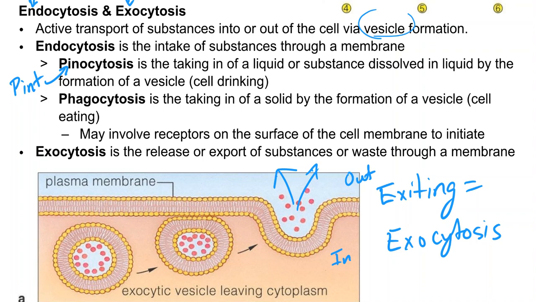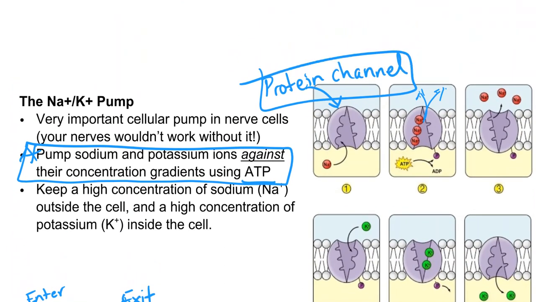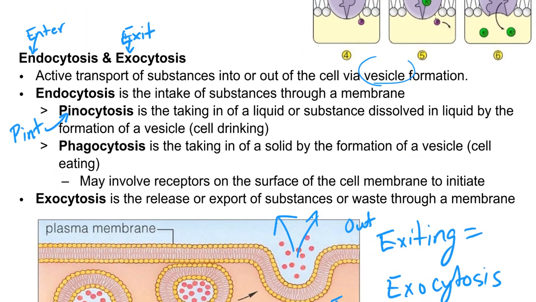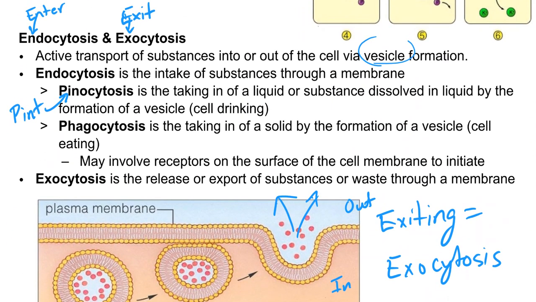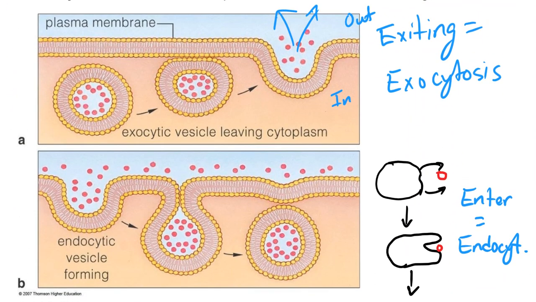So those are, in general, the two basic types of active transport that you need to be able to know. You need to know the sodium-potassium pump, only that a protein channel or a protein carrier is required, and it pumps sodium and potassium ions against their concentration gradient using ATP. And then also endocytosis and exocytosis, which are actually really quite simple.